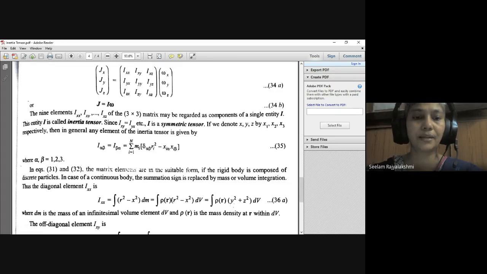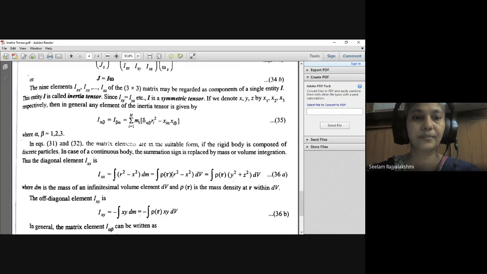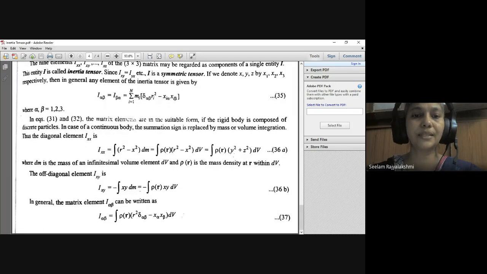The off diagonal element Ixy is equal to minus the integral of xy into dm, which equals minus the integral of rho of r into dv, into xy. So in general, the matrix element I alpha beta can be written as the integral of rho of r, times r square delta alpha beta minus x alpha x beta, into dv. This is equation number 37. So this is about the inertia tensor.